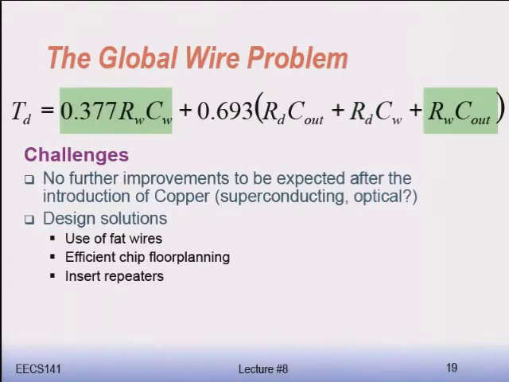But right now what we can do is a few things. One thing that we can do is use big wires. This helps with this part, but not with the other. The second thing we can do is be smart about where we put things. Typically, if you have 2 blocks that always talk to each other, you don't put them on 2 opposite sides of the chip. You will put them closer. The third thing that we can do is insert repeaters.